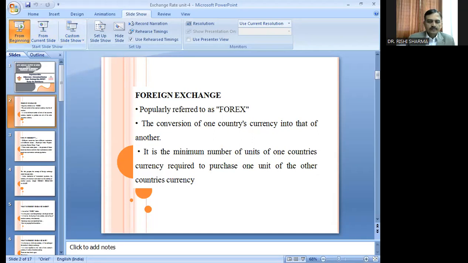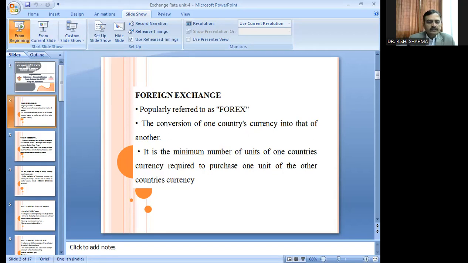You can see from this screen that International Business Unit number 4 topic is exchange rate. Exchange or foreign exchange is popularly known as forex. It tells about the conversion of one country's currency into another. And this conversion is important. Why? Because through this conversion, we actually trade between the nations, and mostly the dollar is the most acceptable currency across the globe for international trade.